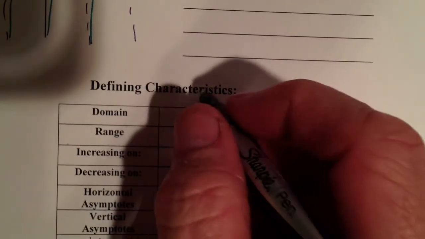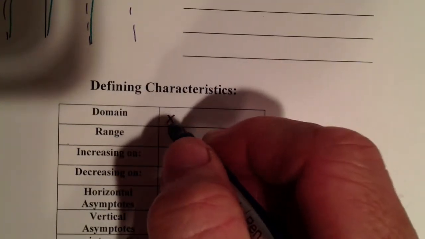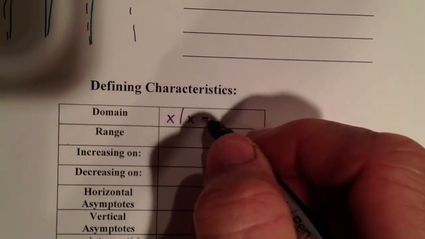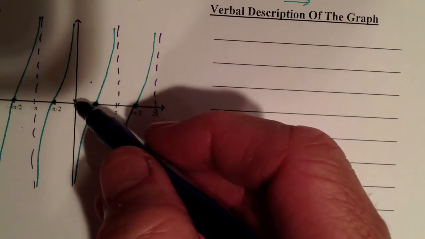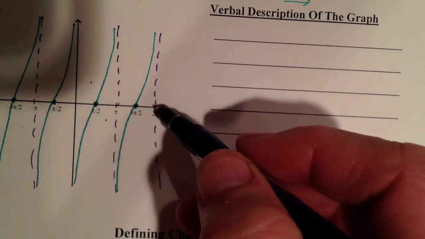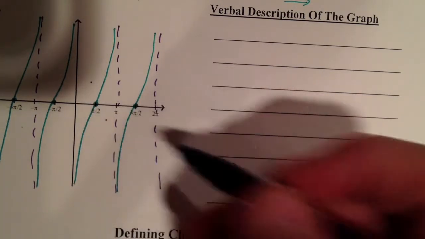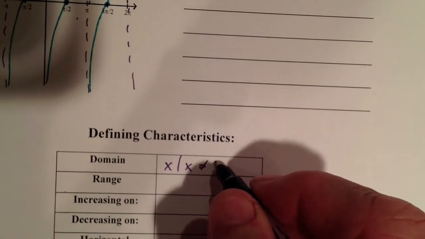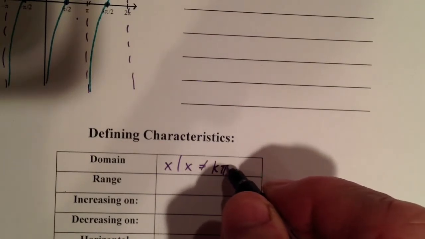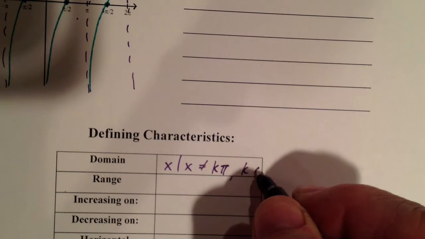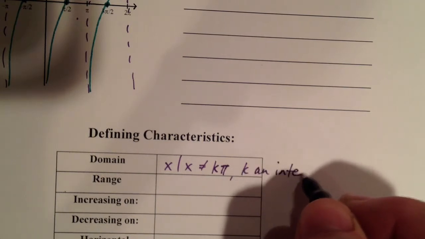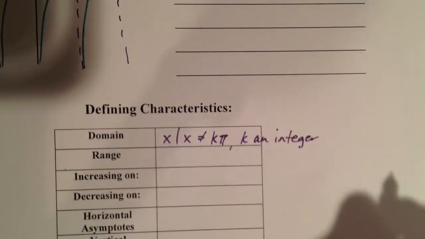The domain is all real numbers except for, so x such that x is not equal to 0 plus, you can see that everywhere we have a vertical asymptote, the graph of this function is undefined, and so we just say x cannot equal multiples of pi, k pi, where k is an integer. Told you I was going to keep making you write that.